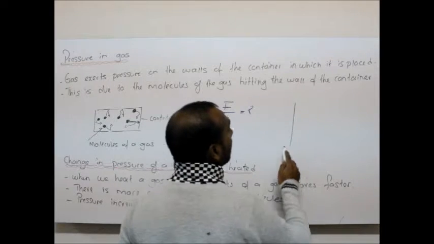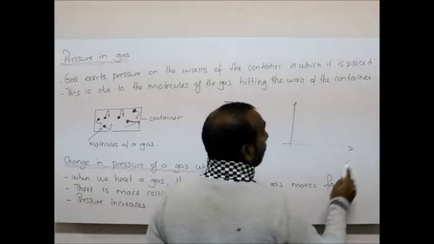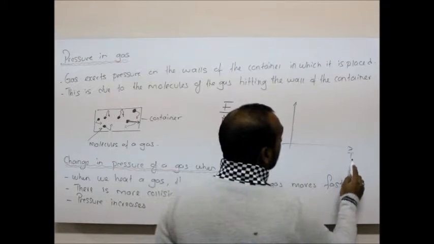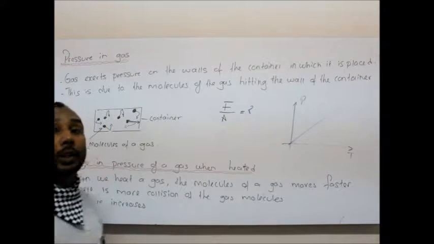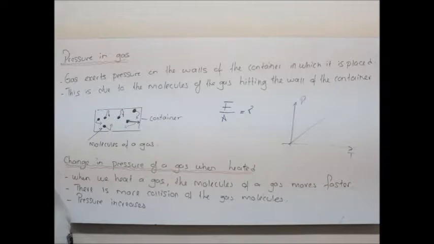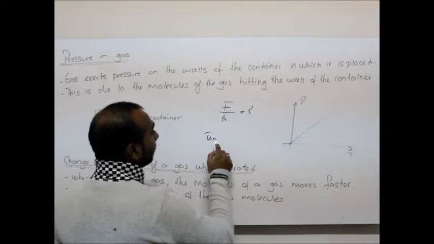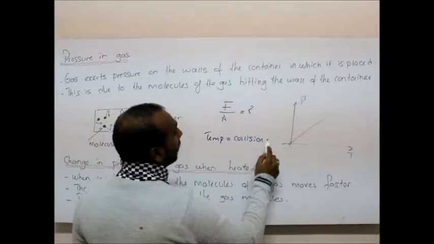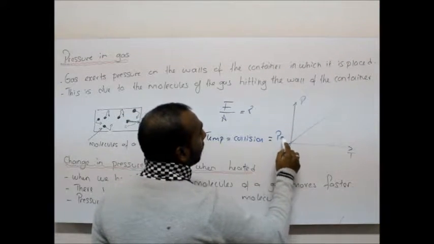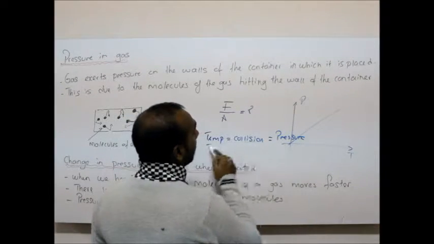If we have to represent it in the form of a graph, as we increase the temperature, the pressure also is going to increase because there is more molecular collision. So temperature leads to collision and collision leads to pressure. You have to understand this.